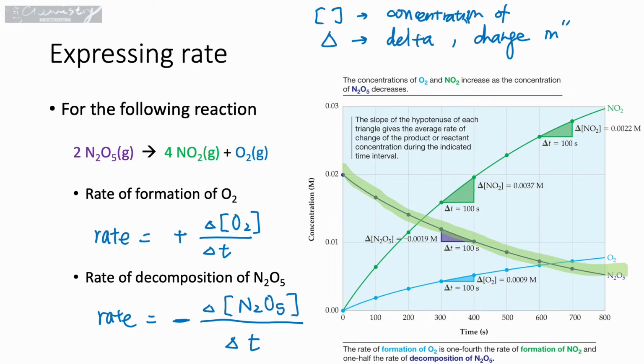So again, the negative sign is representing the concentration of N2O5 decreasing over time. The concentration is not negative. It's just that in this case, the change in concentration is negative. So just as we are looking at the different signs on the rates, just note that, hopefully this is common sense, your concentration cannot be negative.